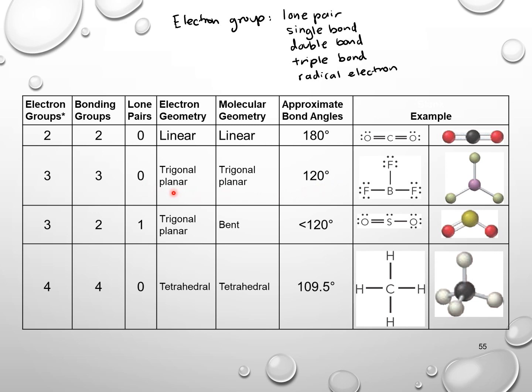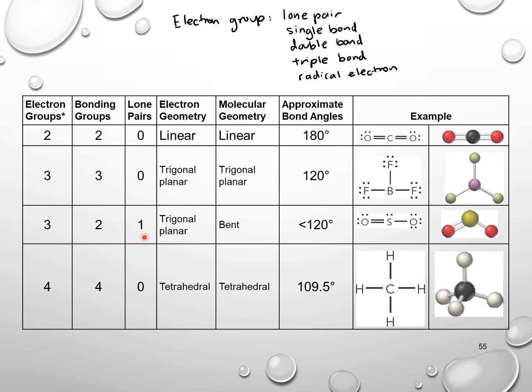Electron geometry and molecular geometry are identical. It's called trigonal planar because it looks like a little triangle. It's on one plane. Now, if you had a lone pair, like in this case here, SO2, we would draw it out. You have a lone pair, so one group, two groups, three groups, but one of them is a lone pair, so it's two bonding groups and one lone pair group.